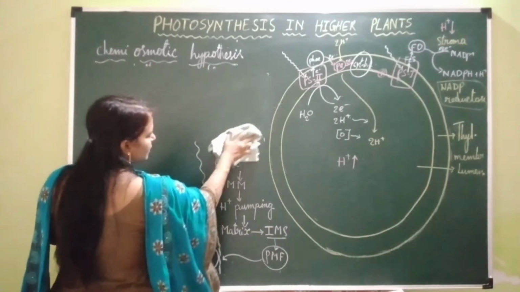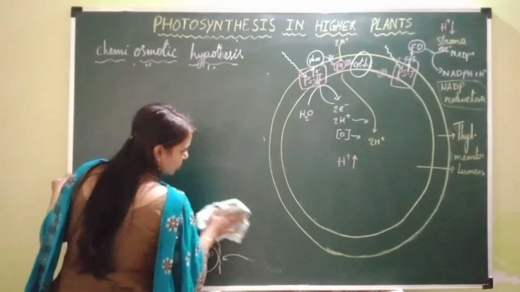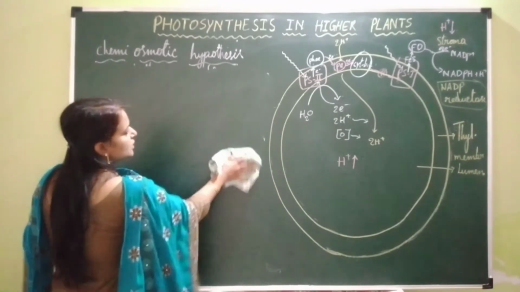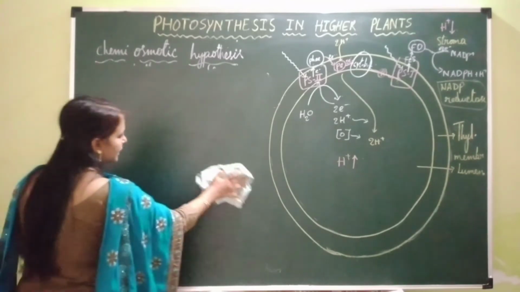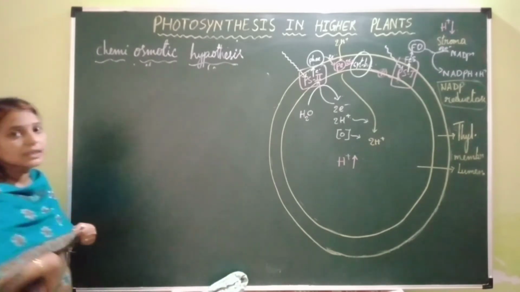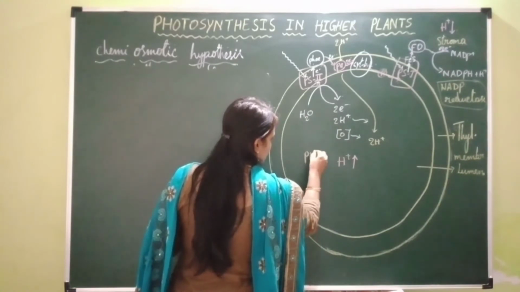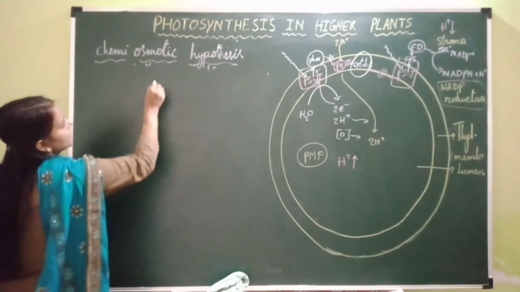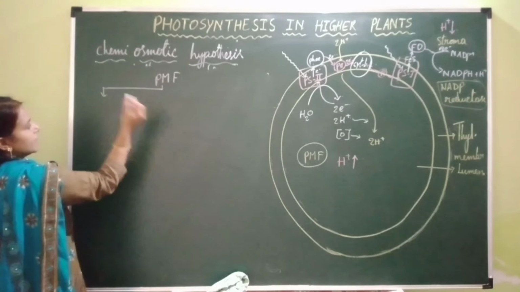When there is an increase in the concentration of protons, or the number of protons present in the lumen, what happens? A proton gradient is developed. That proton gradient is nothing but proton motive force. So now let's write the reasons or factors which are involved in the development of proton motive force, or proton gradient, inside the lumen of this thylakoid membrane. So here PMF, proton motive force, is developed. Let's write the reasons or factors for its development inside the lumen.